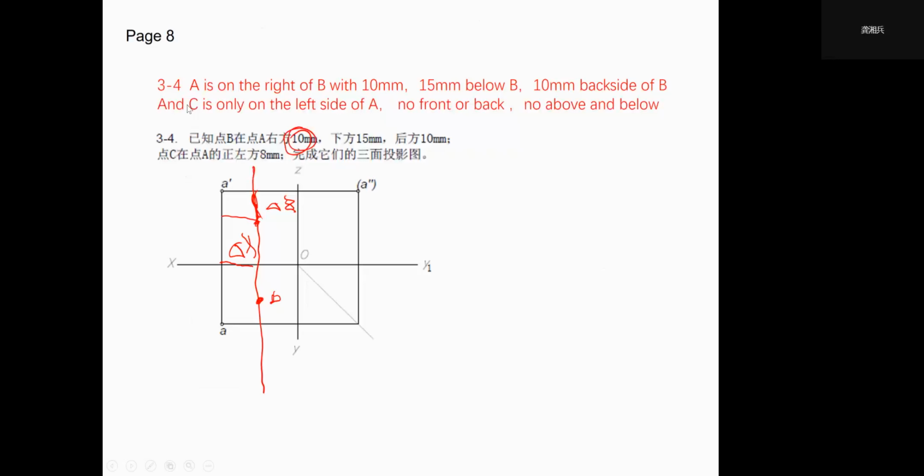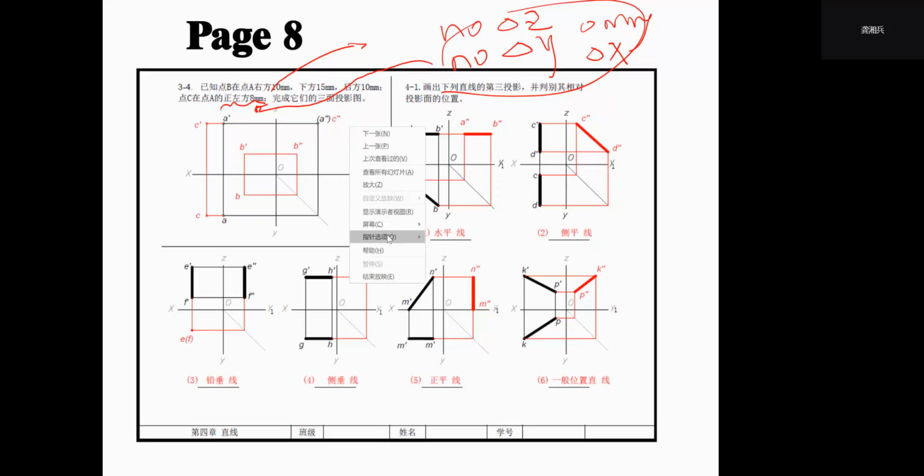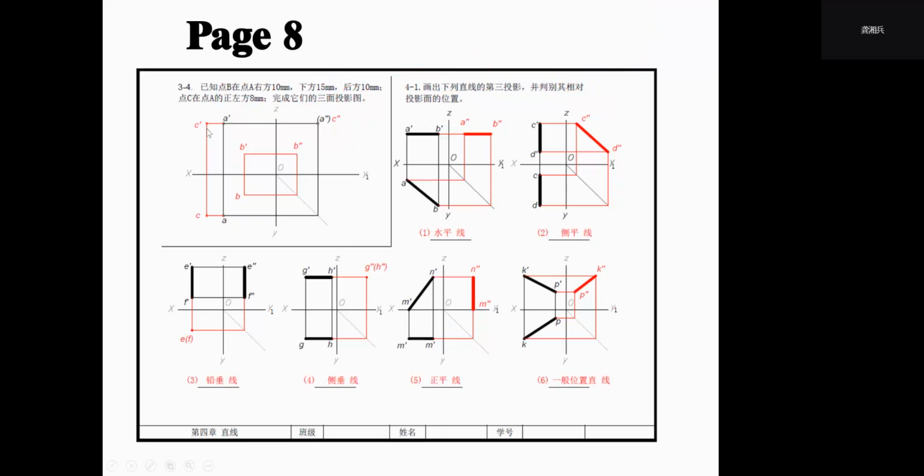Teacher, I have a question. Okay, Teacher, here, A is on the left of B, not the right. A is on the right of B. No, yes, A is on the left of B. On the left. But the direction, the question is A is on the right of B with the 10 millimeter.